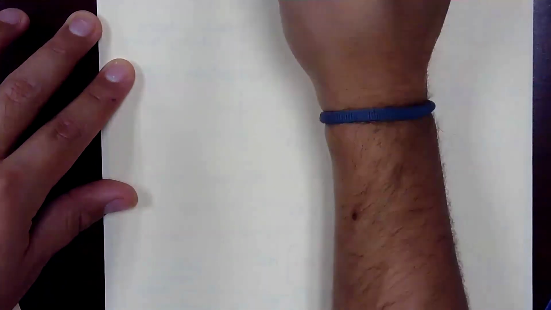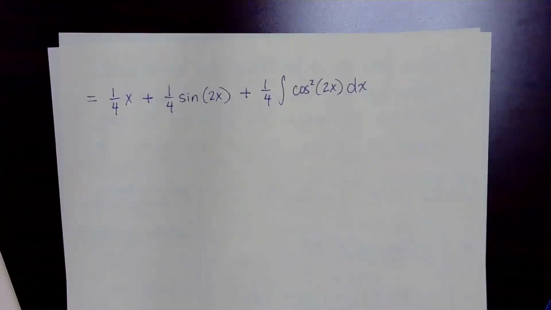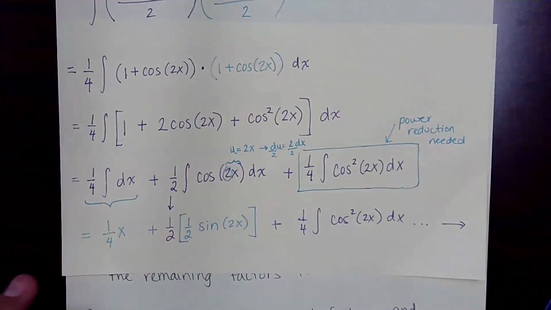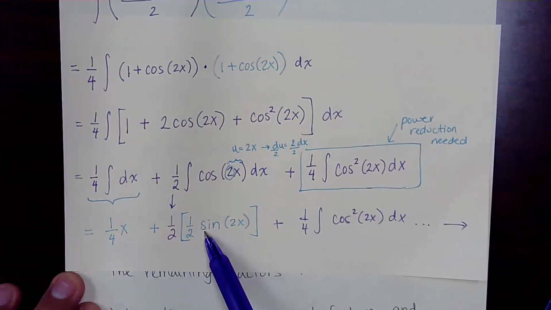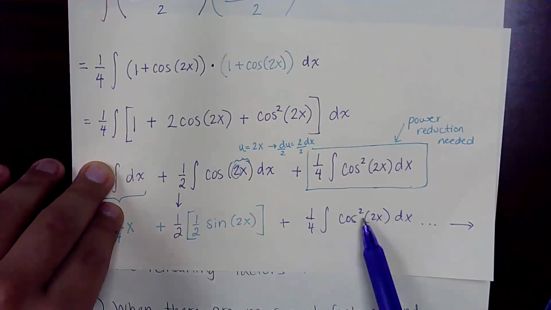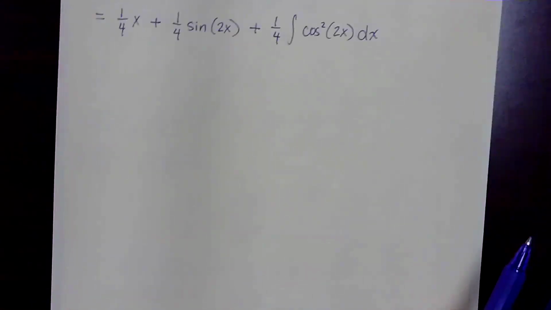And I think this was a plus also, a 1/4 times the integral of cosine squared of 2x dx. Nobody can see what I'm writing. Just going to double check to make sure that we wrote that correctly. 1/4 x, 1/4 sine 2x, 1/4 cosine squared 2x. Okay. That look good?